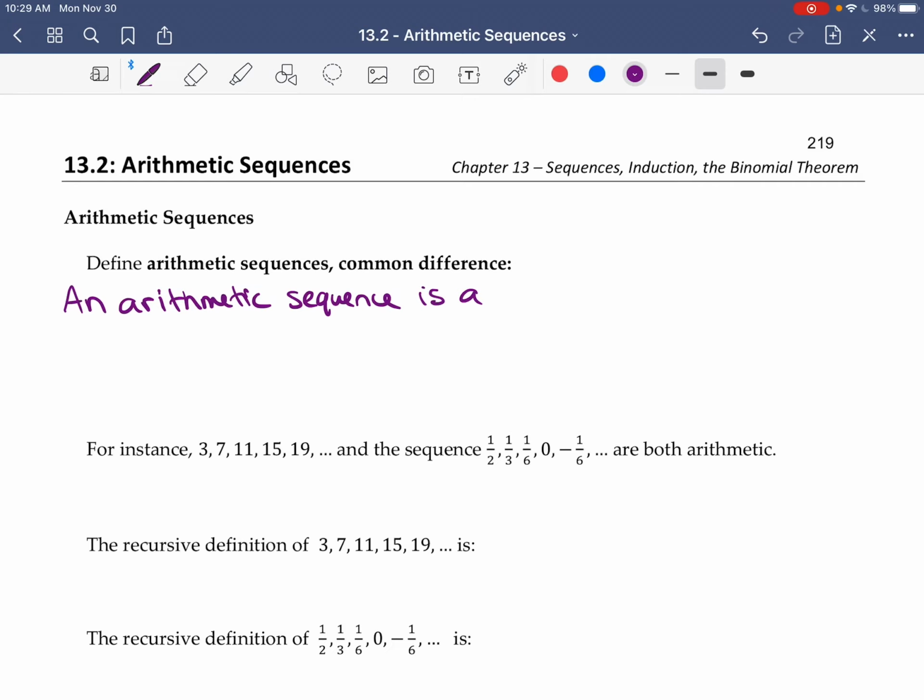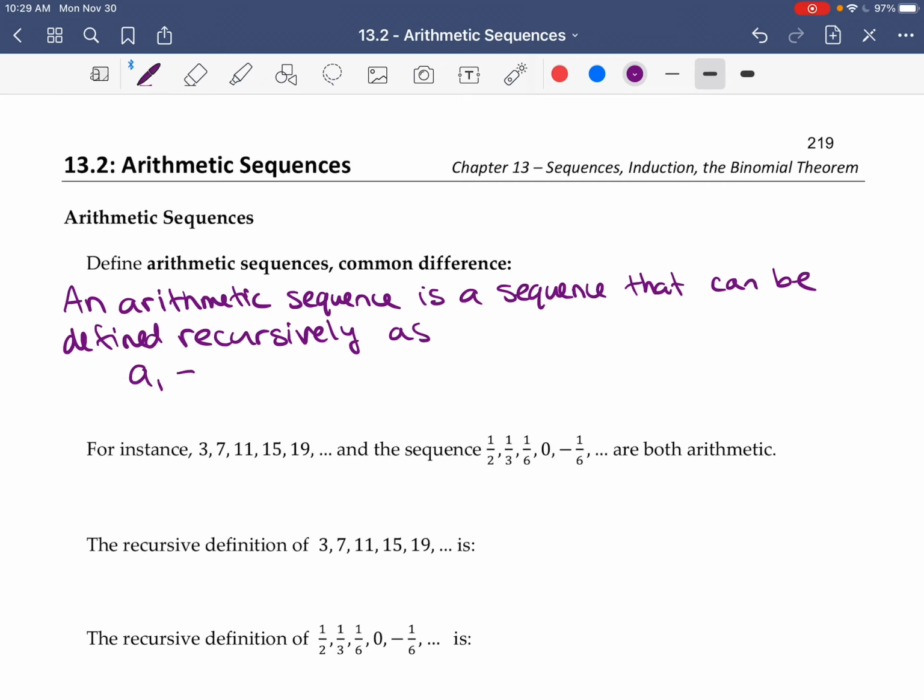is a sequence that can be defined recursively as, so A1 is some term, I'm going to call it A, and a_n minus 1 is D for some constant D. Okay, or the way we normally write this is A1 is some term A, and a_n is a_(n-1) plus some difference D.